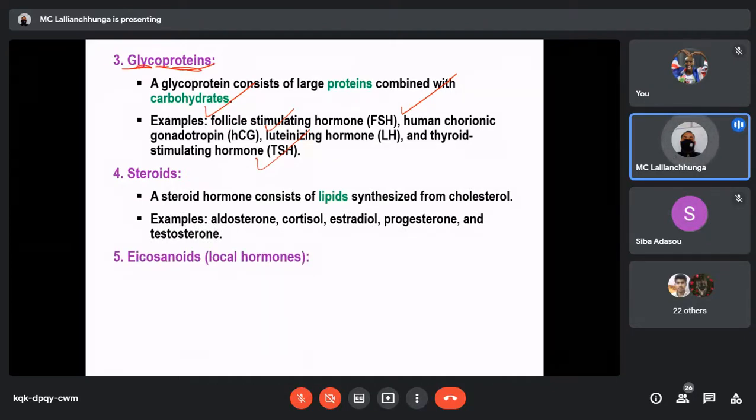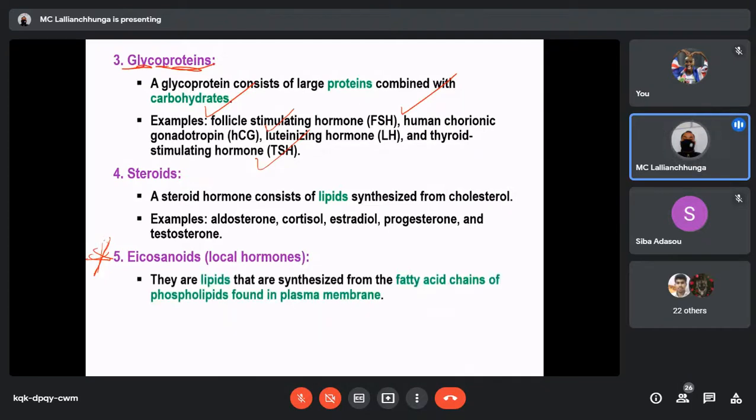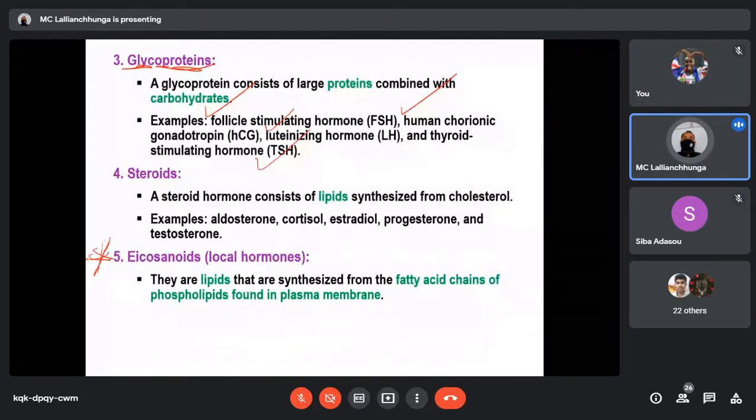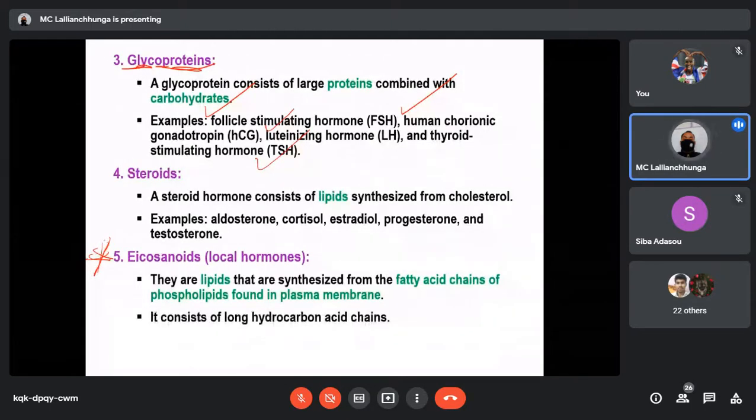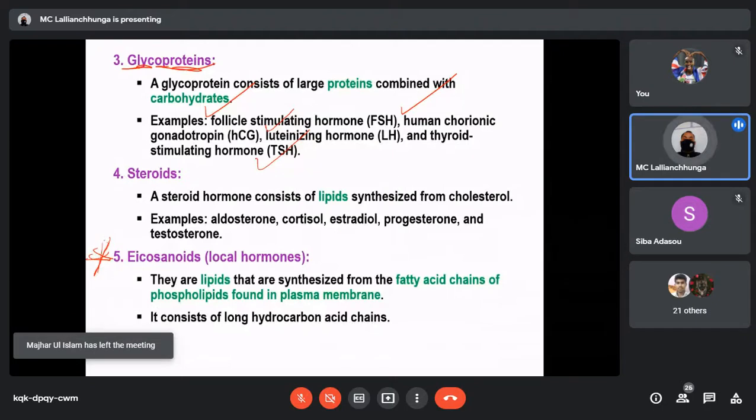Icosanoids, these are local hormones. Actually, most of the time, this will not be included. It will not come under hormones, but some people have included it. Then they are known as local hormones. They are lipids that are synthesized from the fatty acid chains of phospholipid found in the plasma membrane. It consists of long hydrocarbon acid chains. Examples: prostaglandins, leukotrienes, and thromboxane.